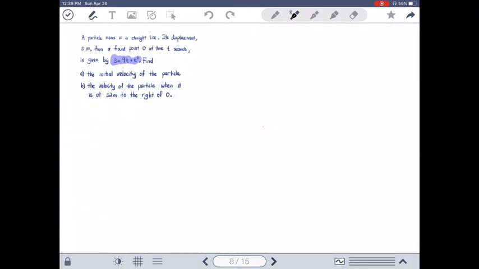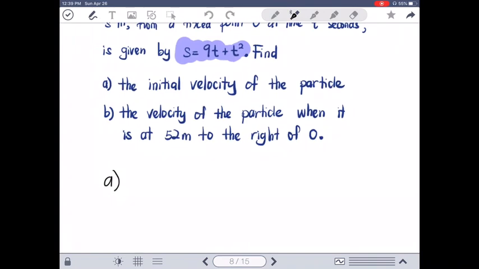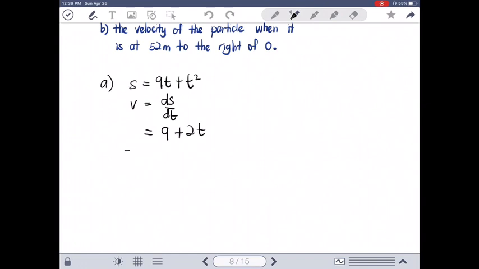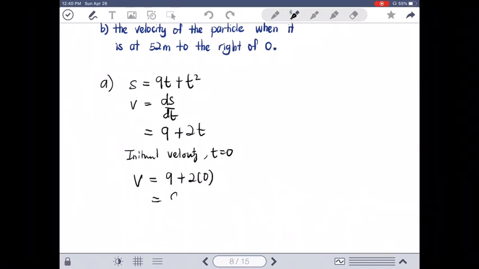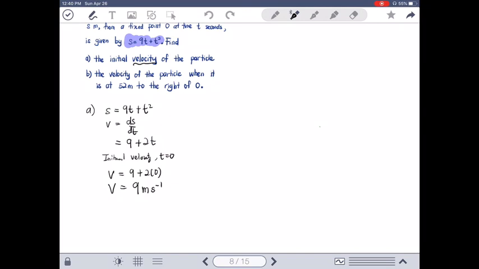So back to our question. Initial velocity. Right. So we have s equals to 9t plus t squared. They ask us for initial velocity, which means that we need to find v. So v is just ds over dt. It's just equals to 9 plus 2t. So initial velocity happens when t equals to 0. So v equals to 9 plus 2 times 0 equals to 9 meter per second. So that is the answer for your question A.